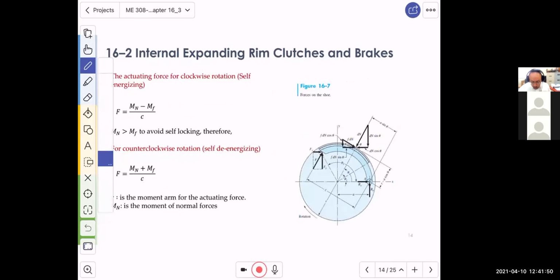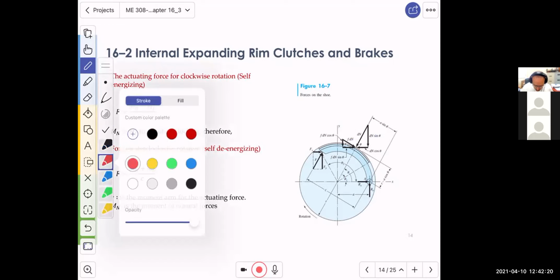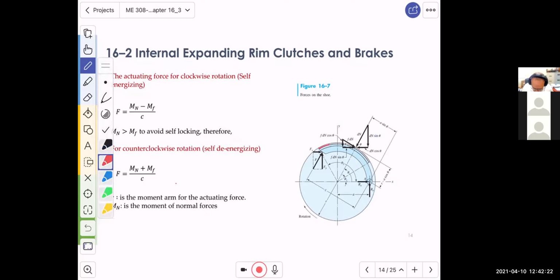Now, how are we going to deal with this? Well, this is a very nice example in detail, and I want you to look at the details. Why? Because we are not going to go into a very deep and rigorous derivation of this problem, but basically what we have here, I'm going to show you in red, is the shoe. Look at it.